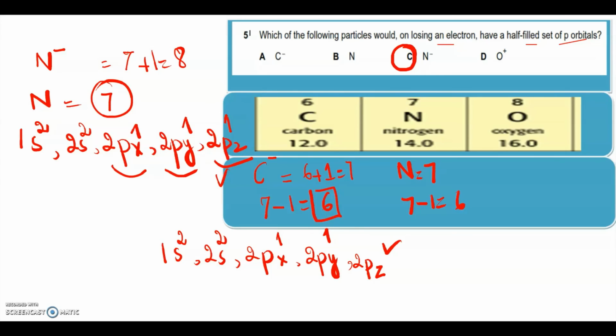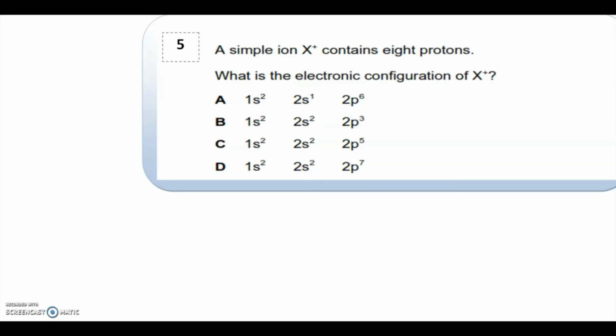Question number 5. A simple ion X plus contains 8 protons. What is the electronic configuration of X plus? So if X has 8 protons, it shows that if it is X, it has 8 electrons. But at this time we have X plus. So X plus means it has lost 1 electron. Now 8 minus 1, it has 7 electrons in this case.